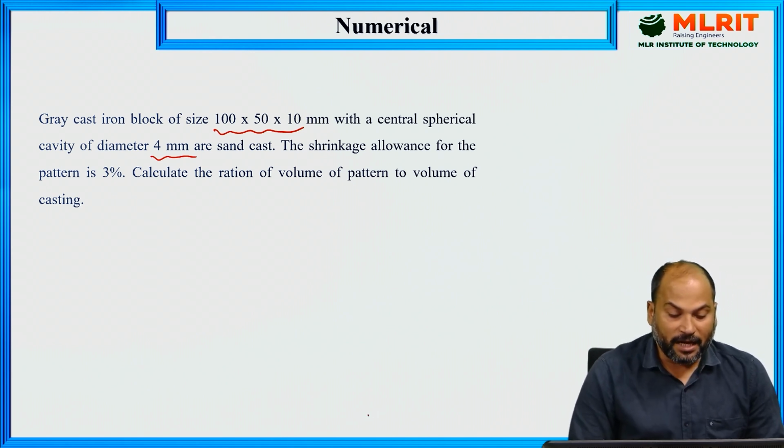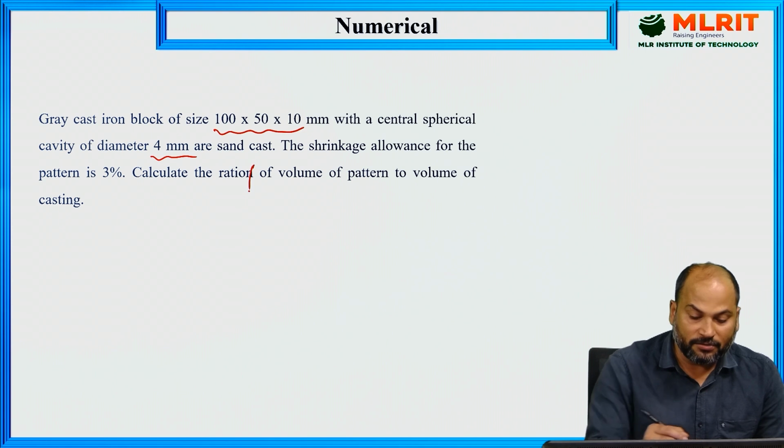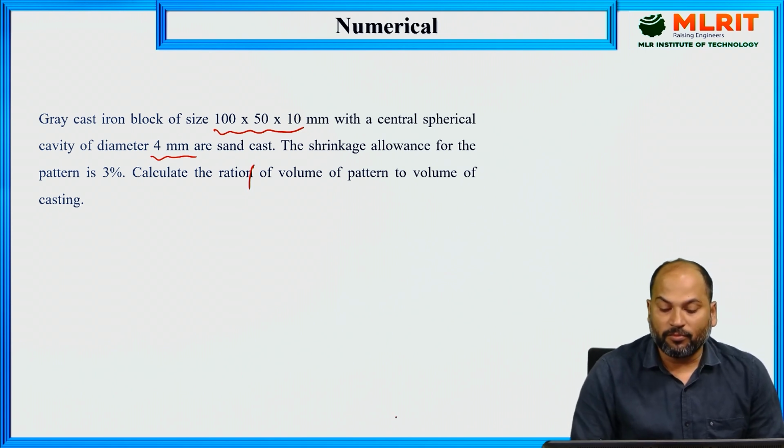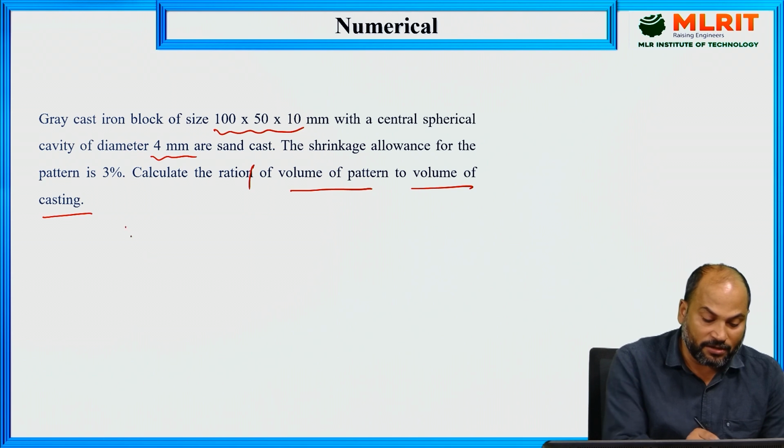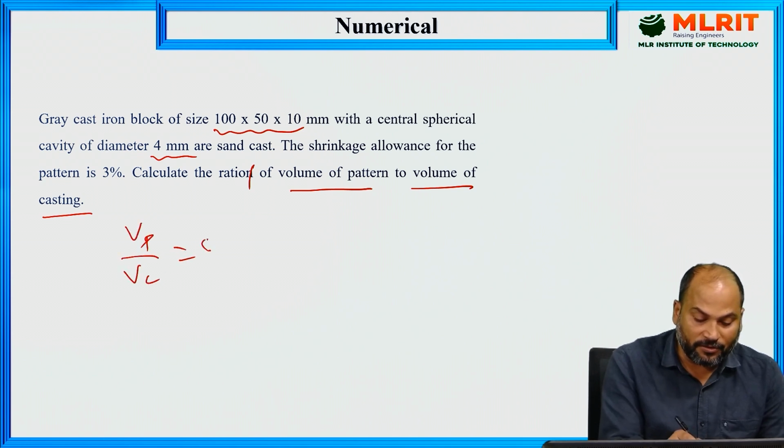What do we have to calculate? We have to calculate the ratio of the volume of the pattern to the volume of the casting. Same thing here also, we have to calculate VP upon VC. Okay, what will be the value of this one?